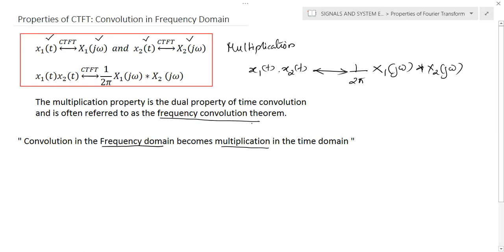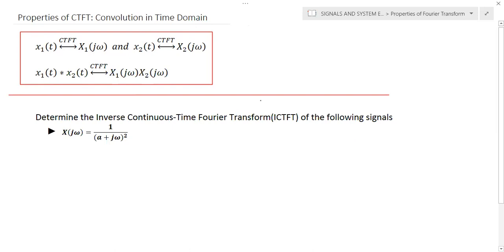You can prove this theorem similar to the previous one, so I'll skip this portion and move to the next one.